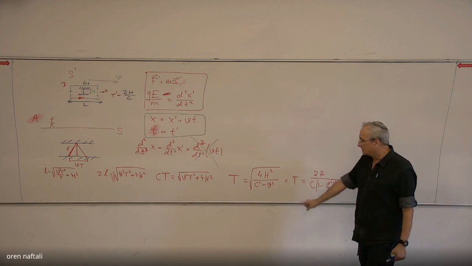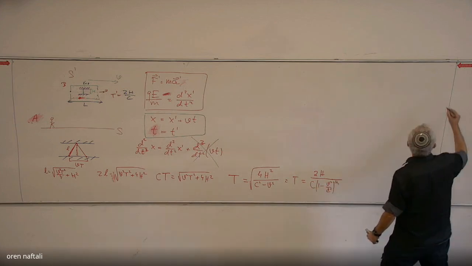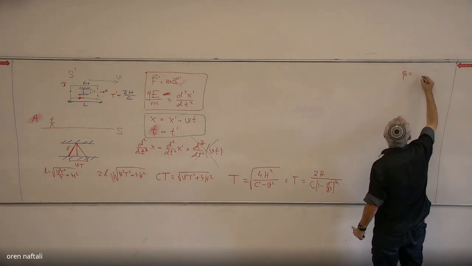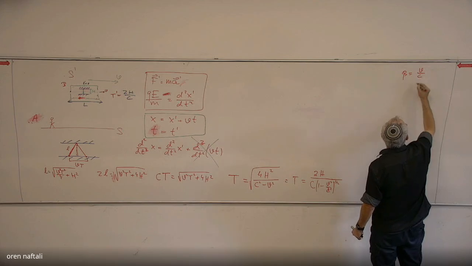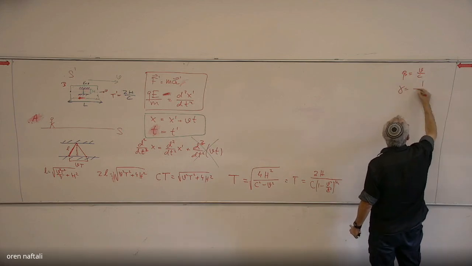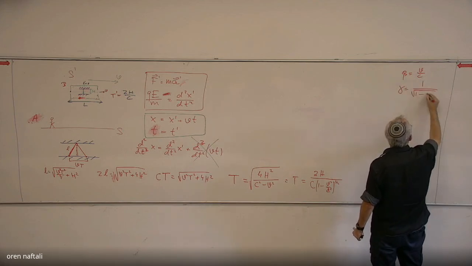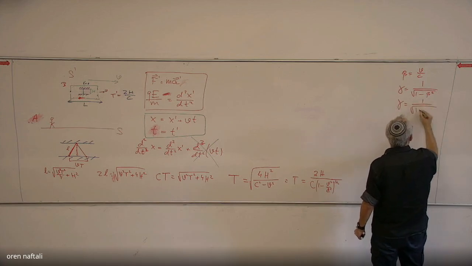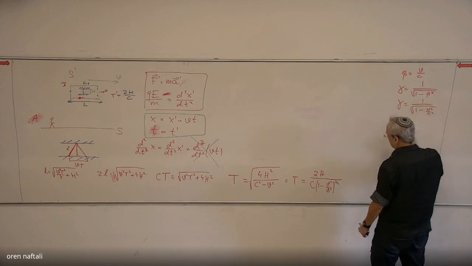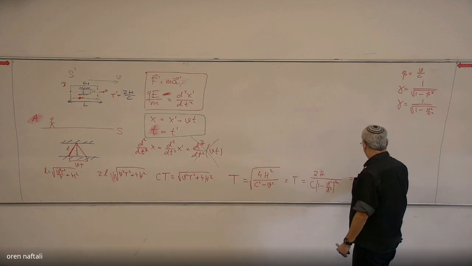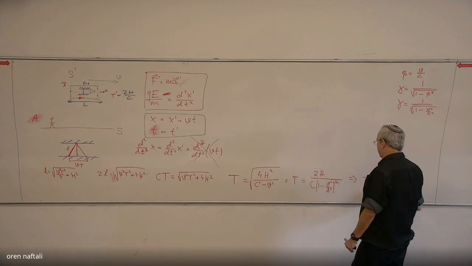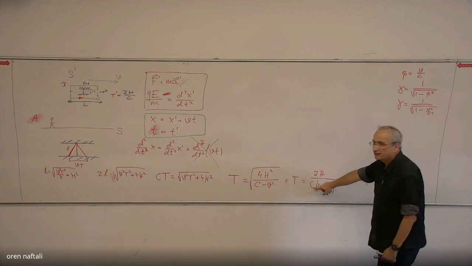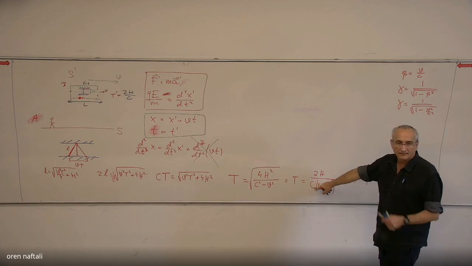Now this is a very important quantity. If we define beta as v over c and gamma as 1 over the square root of 1 minus beta squared, so gamma is also 1 over the square root of 1 minus v squared over c squared, we can find that T is equal to 2h over c. What is 2h over c? T prime.